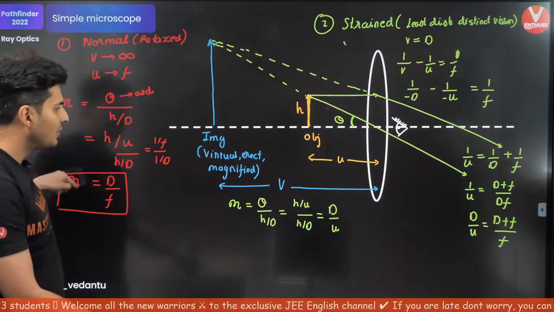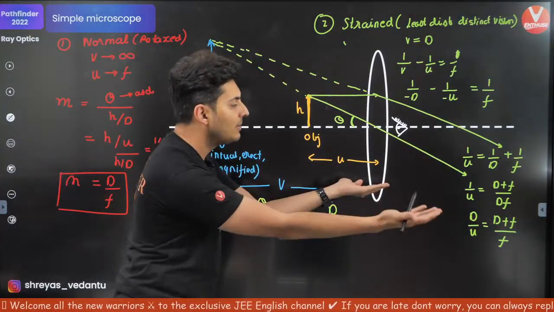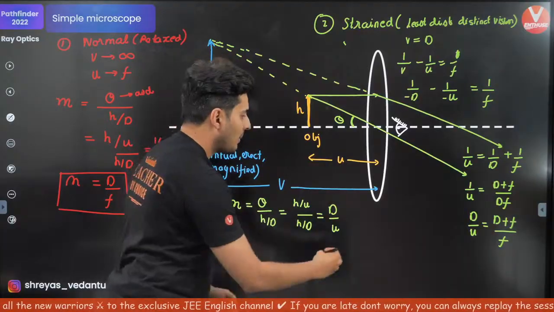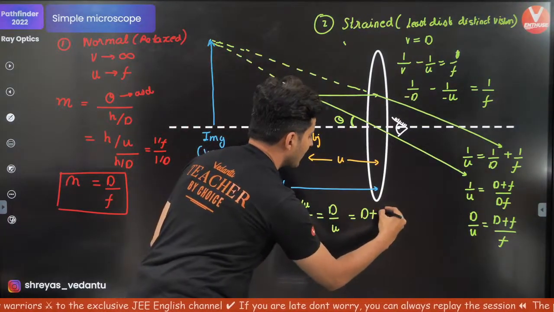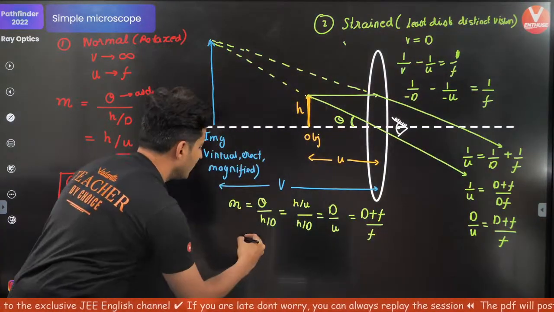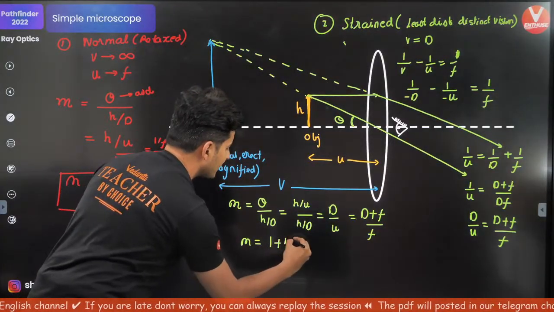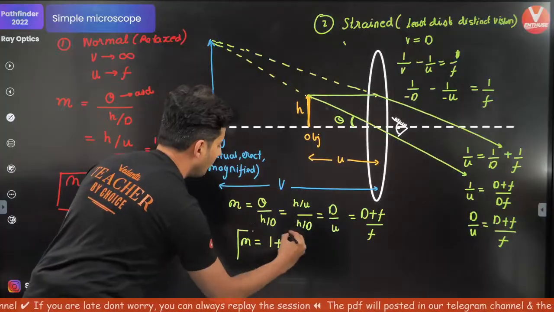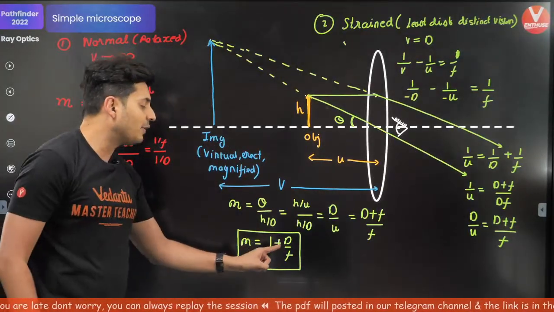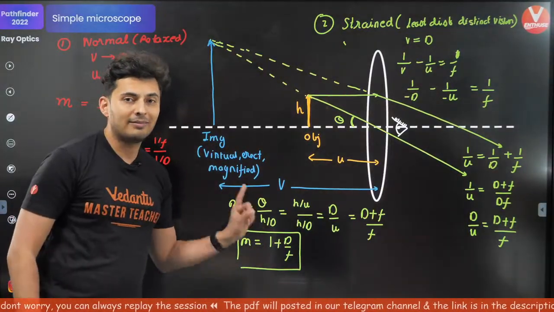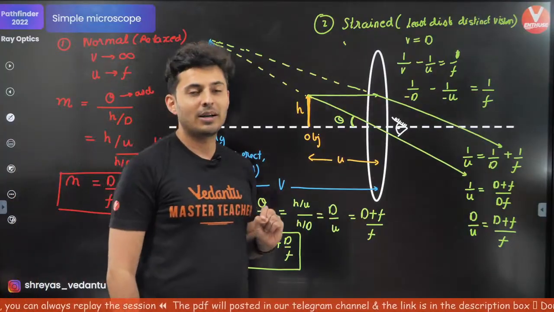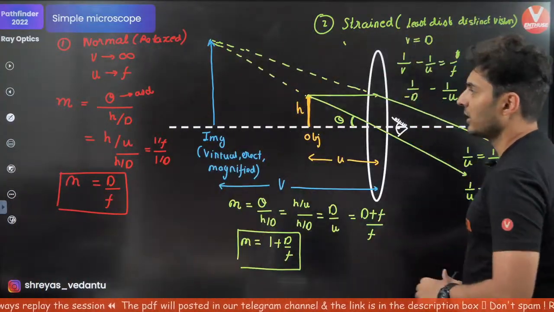Same logic what I have used over here. And what's the value of D by U? It is D plus F by F. So it is D plus F divided by F. So this magnifying power, you can see what it will become, 1 plus D by F. So the point over here is the magnifying power is slightly more by 1. It's slightly more by 1. So that is what is important.